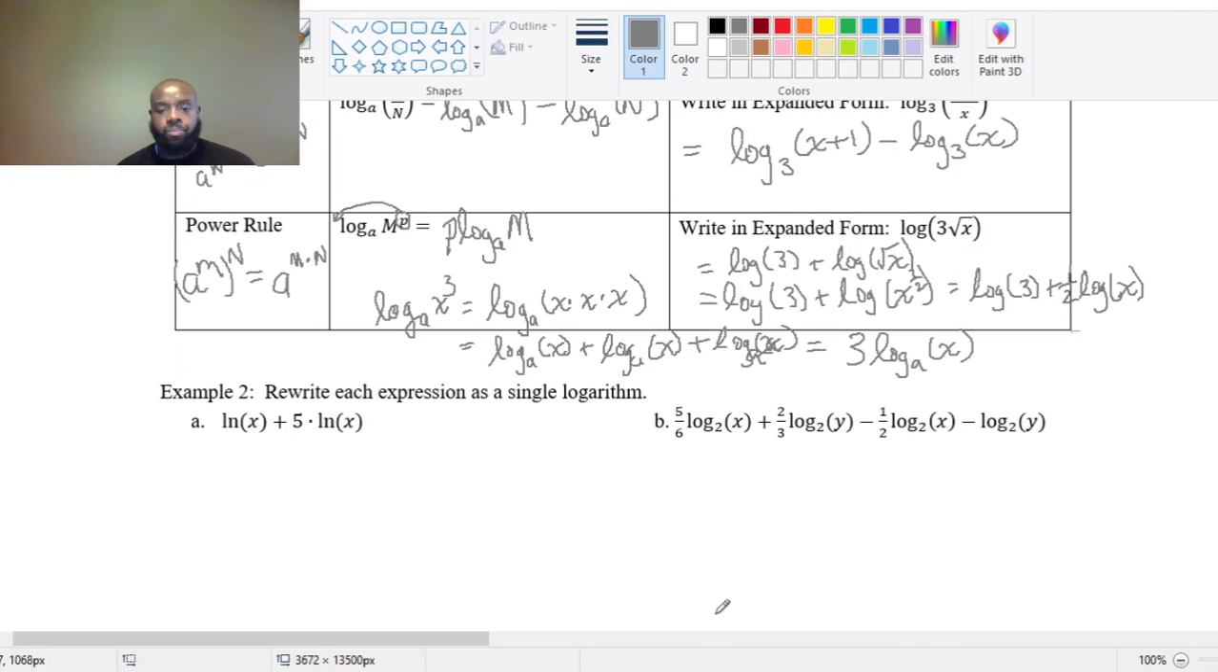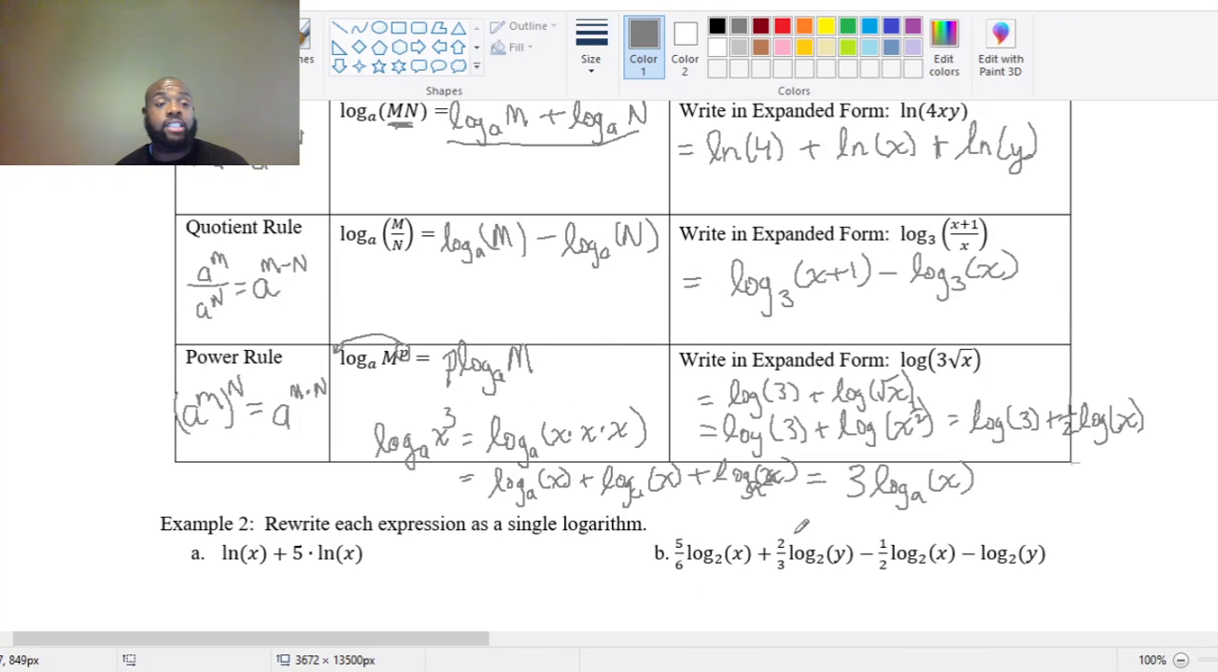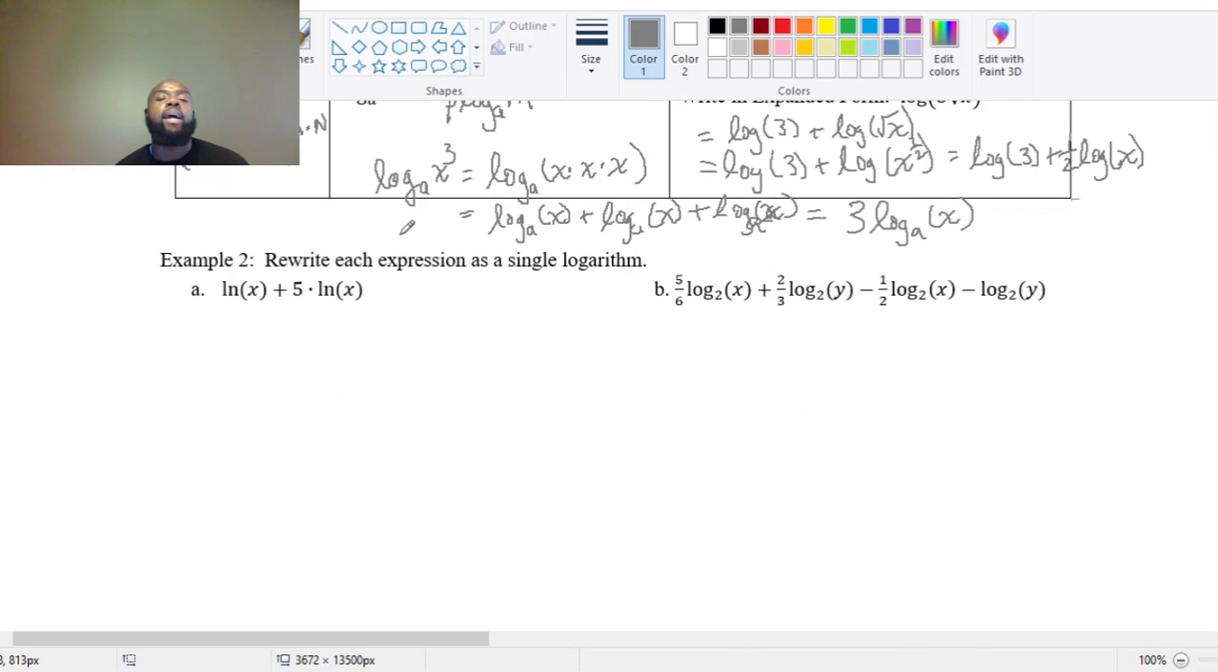And so you want to get good at going back and forth using these rules, so that you can express your logarithmic expressions as a single logarithm, and also expand them. Let's look at this example. It says rewrite each expression as a single logarithm. I have the natural log of x plus 5 times the natural log of x.